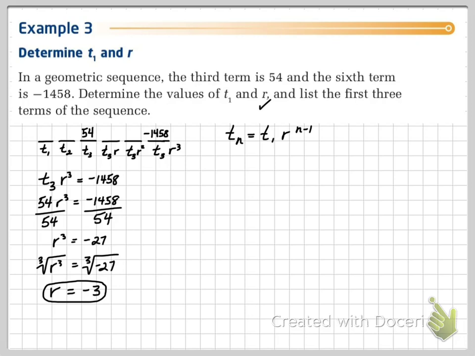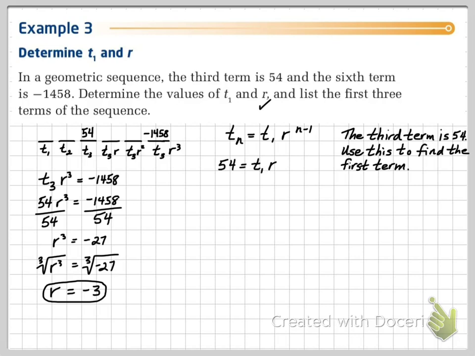Well, now that I know my common ratio, I can figure out the rest of these terms. I know that Tn is equal to T1 times r to the power of n minus 1. And I can say that the third term is 54. So T3, which is 54, is term 1 times negative 3 to the power of 3 minus 1. So 54 is term 1 times negative 3 to the power of 2, which is 9. Divide both sides by 9, and that'll leave me with term 1 being equal to 6.